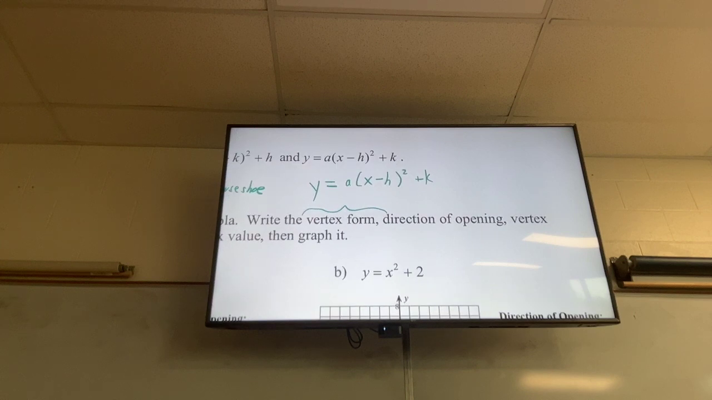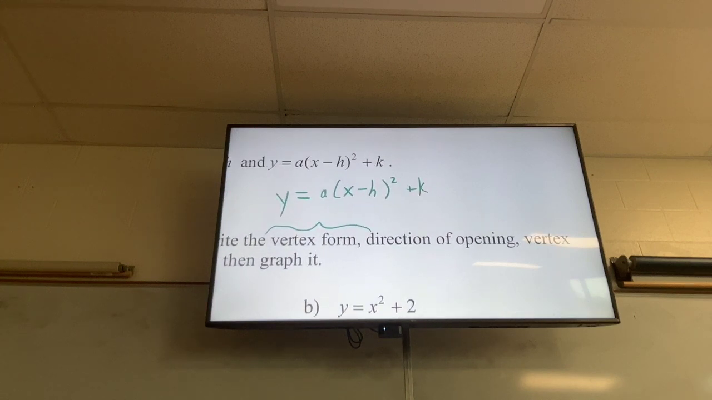Alright? So my a is the number that's in front of my parentheses. My h is the opposite of the number that's inside my parentheses next to x. And my k is the exact same as the number that's added or subtracted outside my parentheses. Does that make sense?